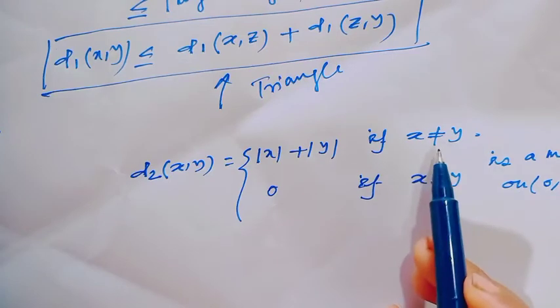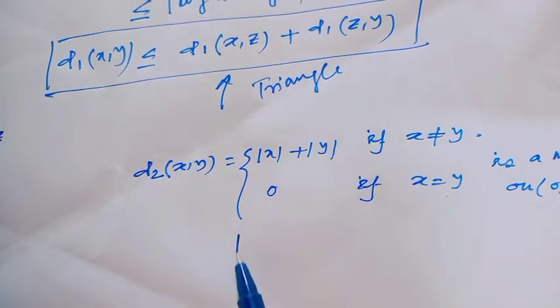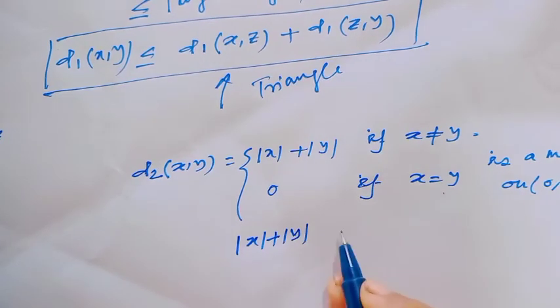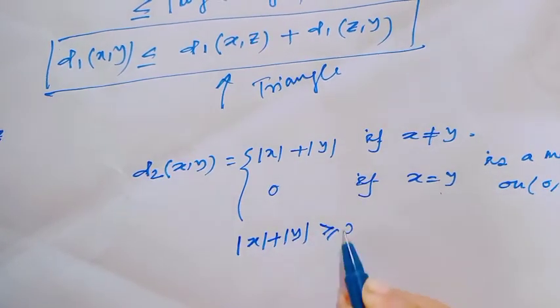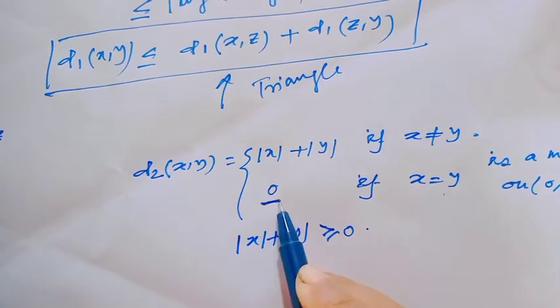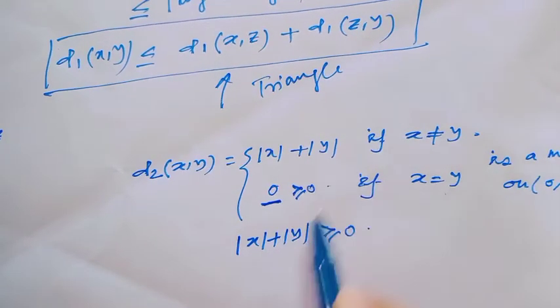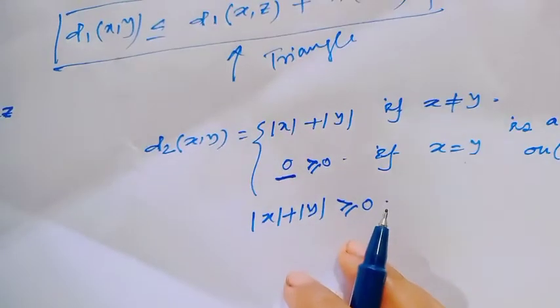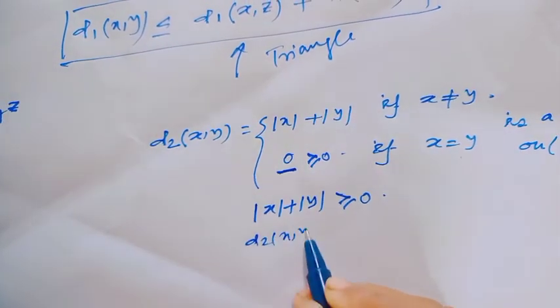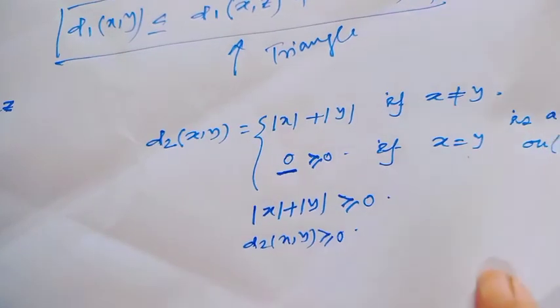Here, when x is not equal to y, then the absolute value of x plus the absolute value of y always would be greater than or equal to 0, and when x equal to y, then this value is 0, which is obviously greater than or equal to 0. And that means the first property, d2(x,y) greater than or equal to 0, is satisfied.